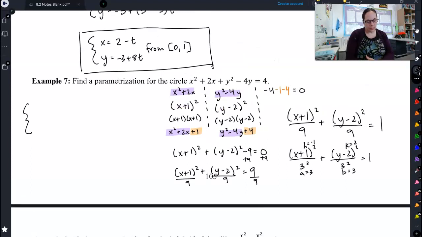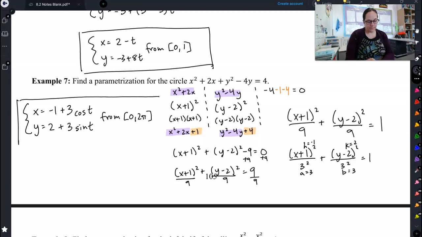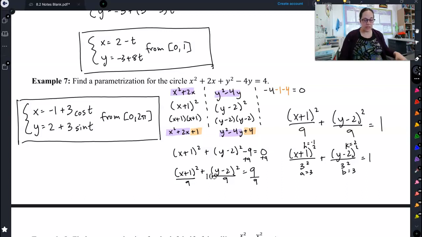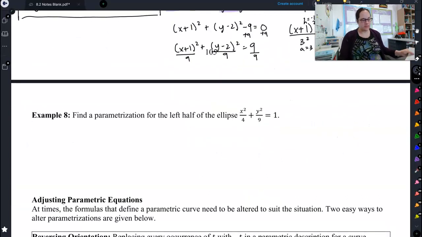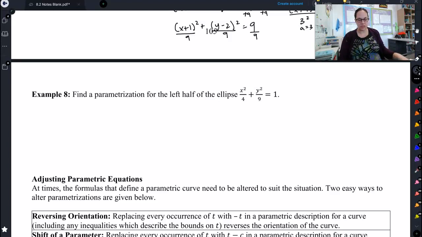So let's come up with my set. I got x equals h, which is -1, plus a cosine of t, and y equals k, which is 2, plus b sine of t, and it's always from 0 to 2 pi. So there we go. Let's do one more example of this, example 8 on the next page.